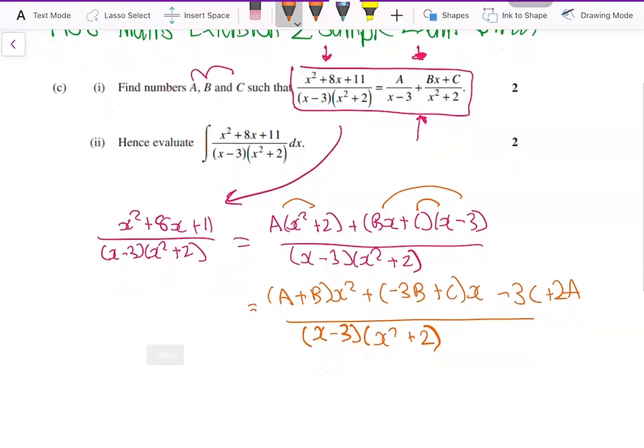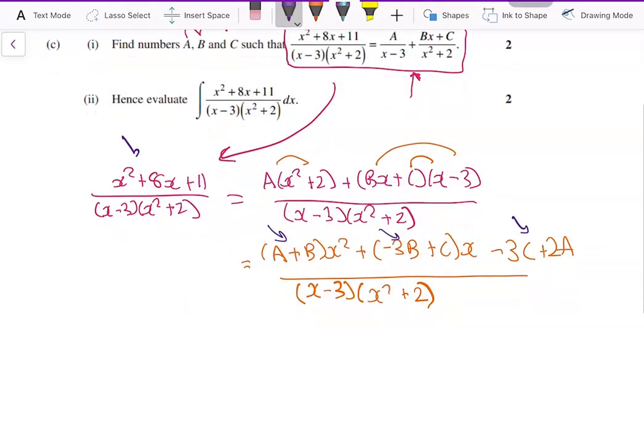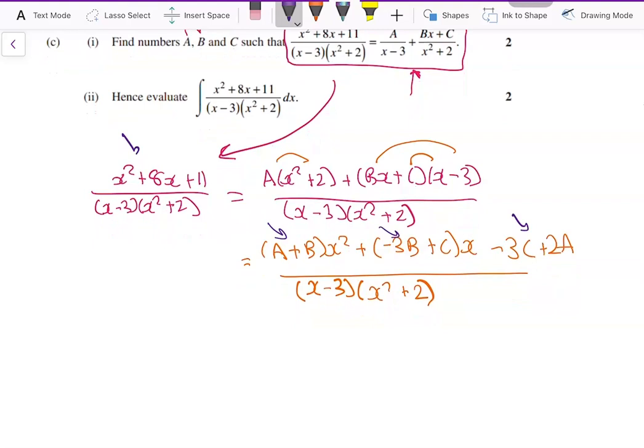Alright, now we have to solve for a, b, and c. Okay, so by comparing coefficients we have a plus b equals 1, minus 3b plus c equals 8, minus 3c plus 2a equals 11. Okay, so we've got three equations.